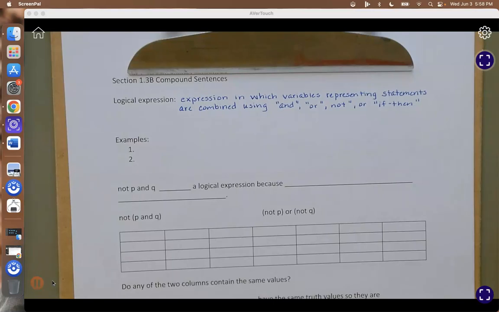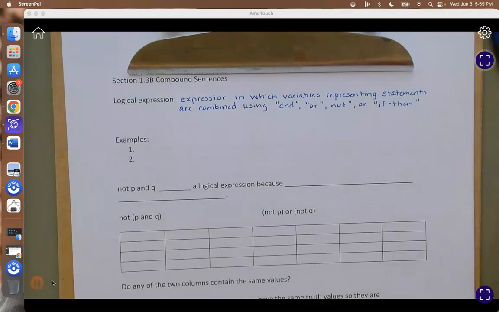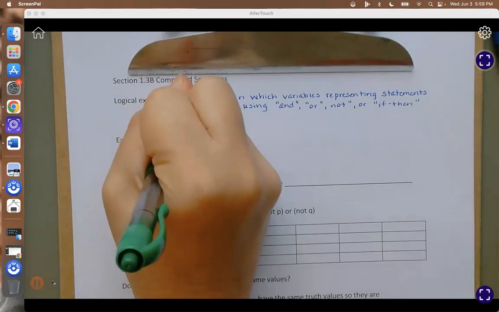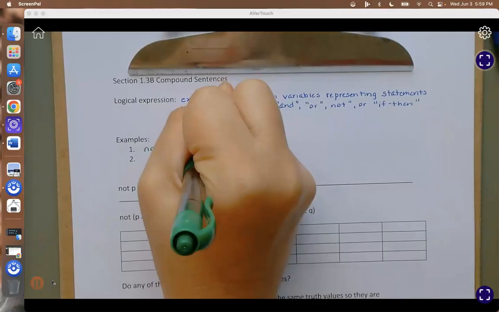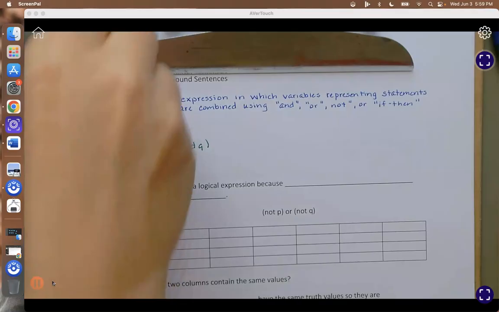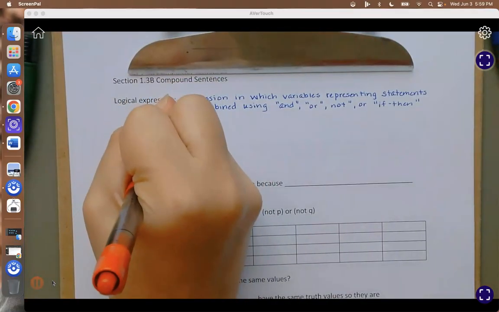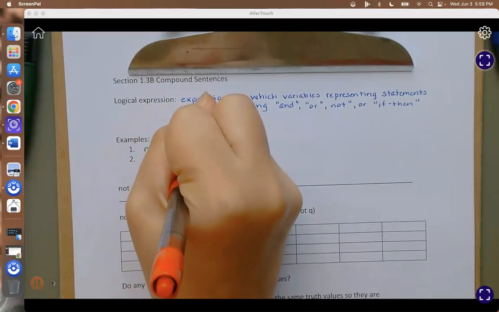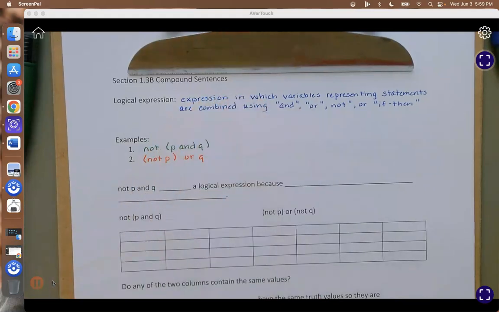Now, some examples would be not P and Q, okay? Or we could have something like not P, and then we would do or Q. Okay, not P and Q.